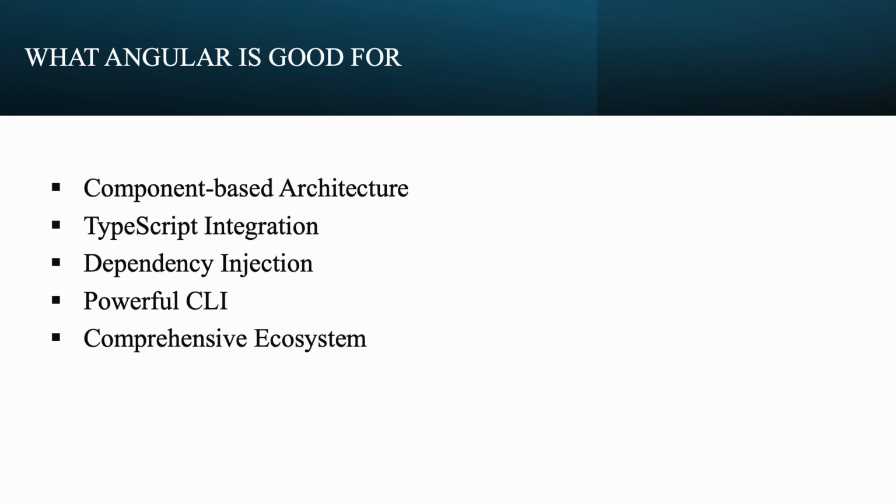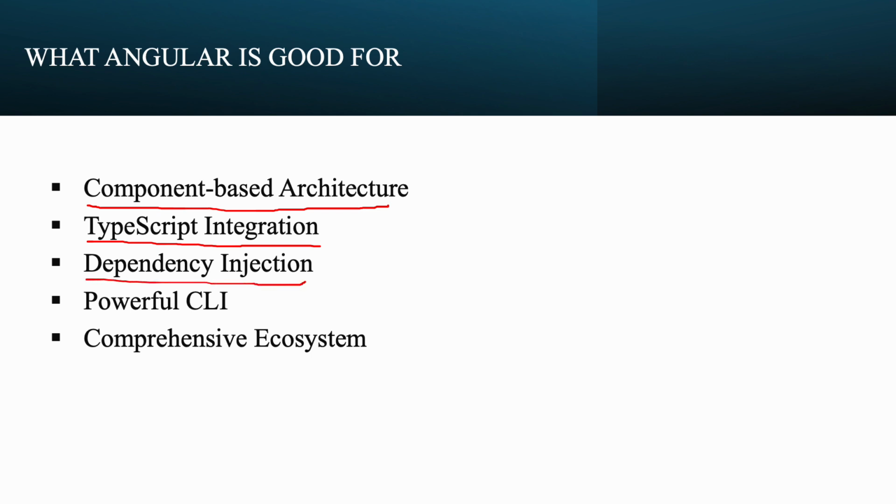What Angular is good for? Component-based architecture. Angular's way of building things, called component-based architecture, makes it simple to reuse parts of your code and grow your app as needed. It's like building with Lego blocks, easy to manage and expand. TypeScript integration. Angular uses TypeScript, a special type of JavaScript that helps catch mistakes early and makes coding more organized. TypeScript adds extra features like static typing, interfaces, and decorators, which make writing code easier and more efficient for developers.